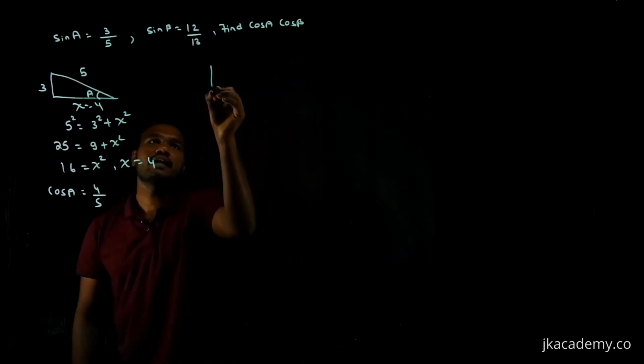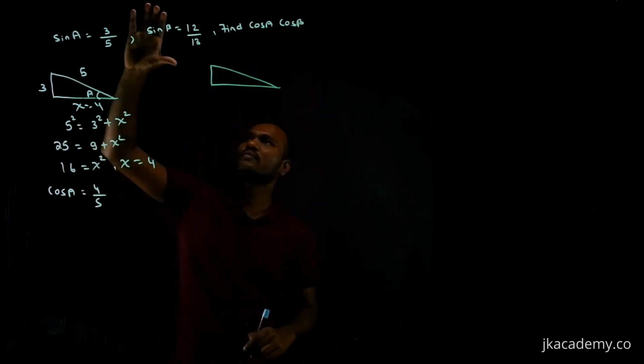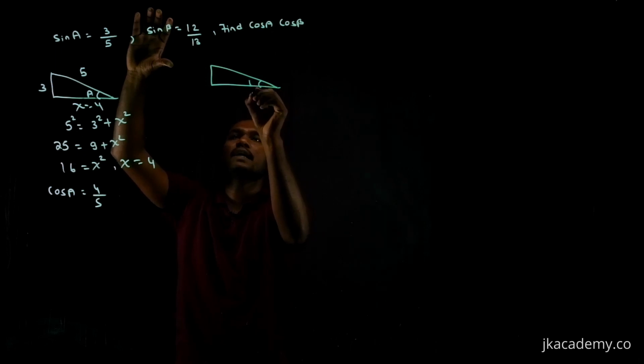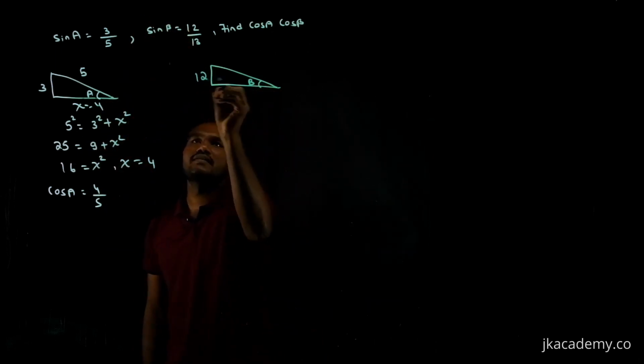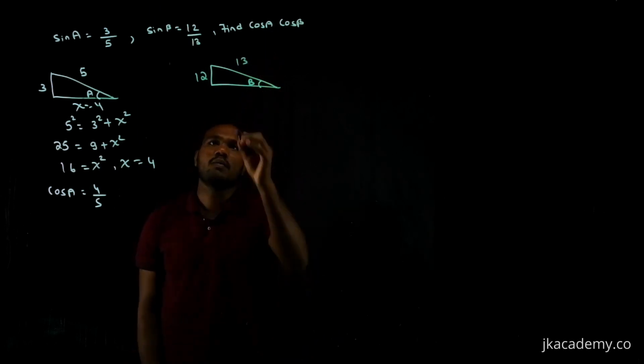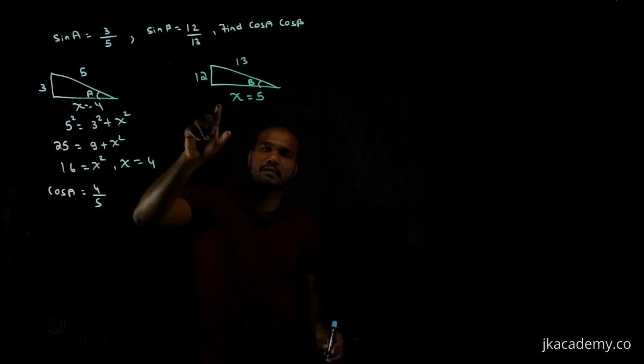So again I will take another right angle triangle for this data. This is an angle B. Now what is given? Opposite is given, and hypotenuse is given. You know how to find this? Find it by yourself. The answer will be 5.